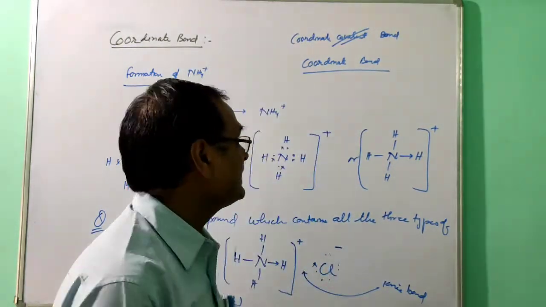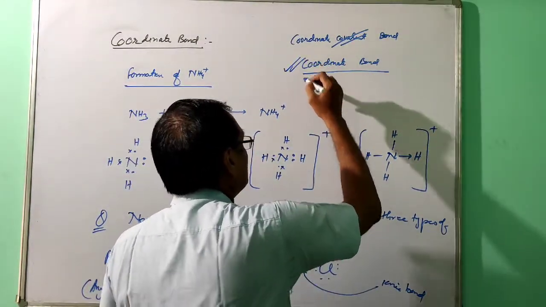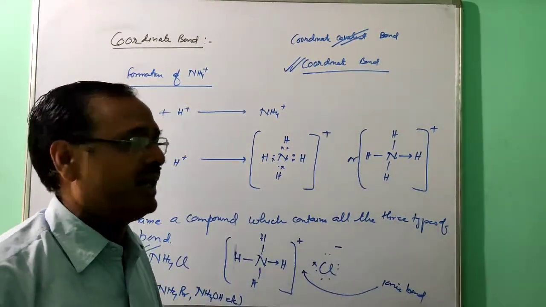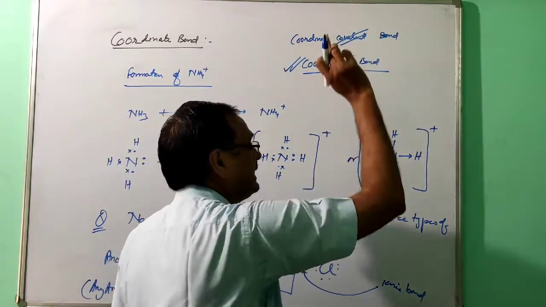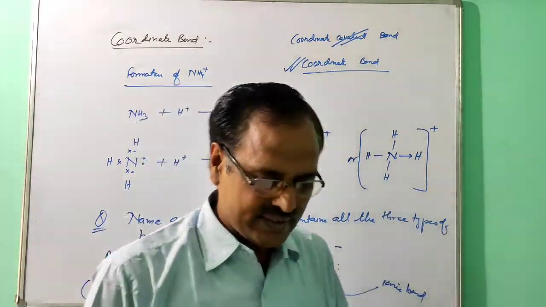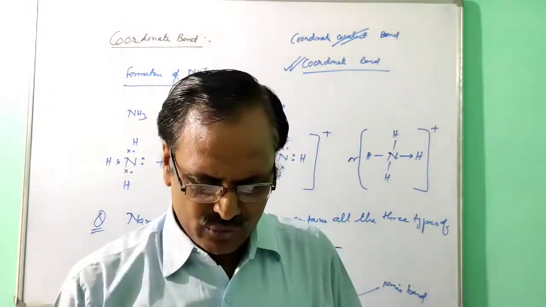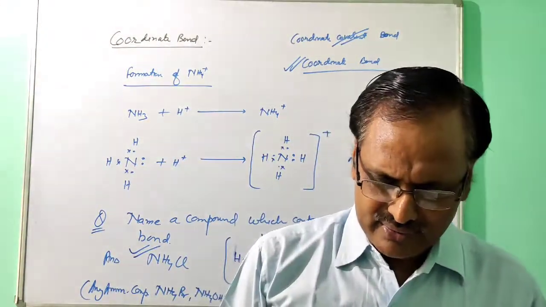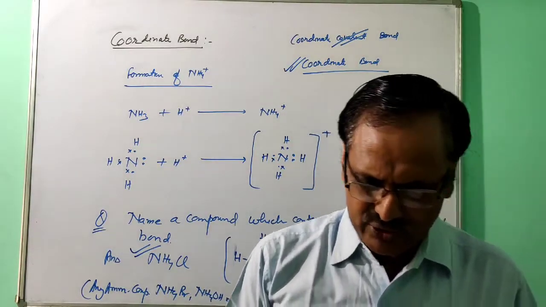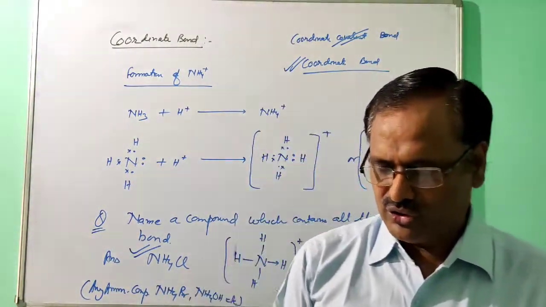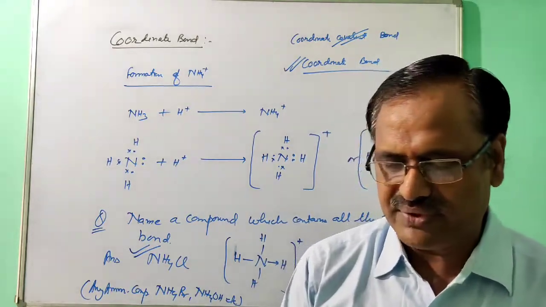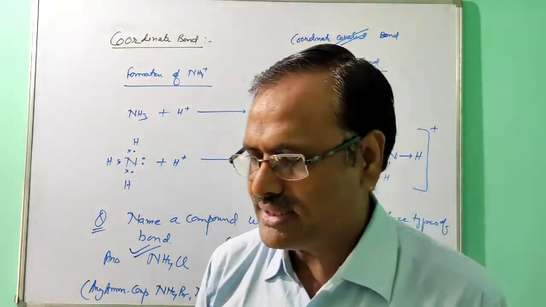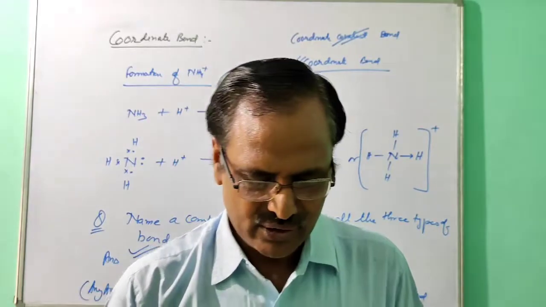So the correct answer is coordinate bond. Those who wrote coordinate bond got the mark, but those who wrote coordinate covalent lost the mark. So that's why I suggest you please correct it in your book. Wherever it is printed coordinate covalent bond, you can cut it and write only coordinate bond. So this topic is over. Now the next video I will give you is on the properties of electrovalent compounds and covalent compounds.